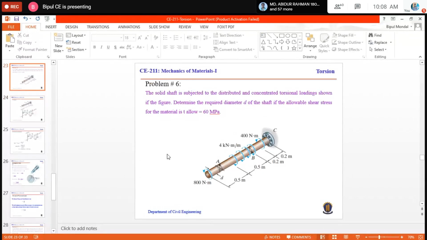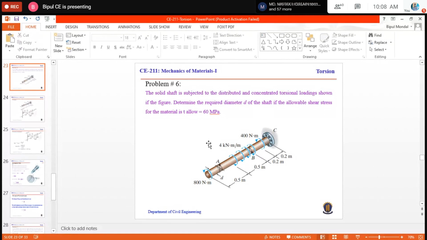So as the shaft is subjected to different torsional loads, we have to determine the maximum torsion developed in the shaft, the maximum resisting torsion developed in the torque. So we can do it similar to a bending moment diagram or shear force diagram.